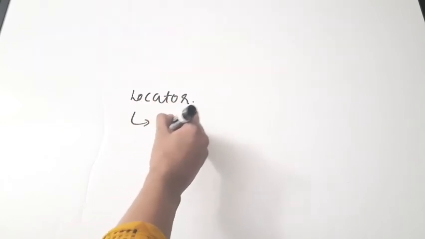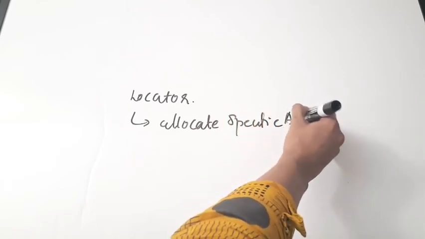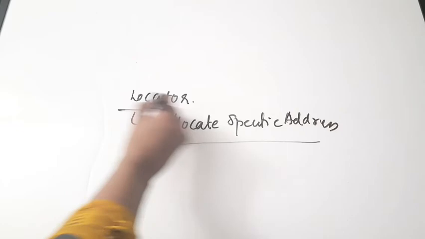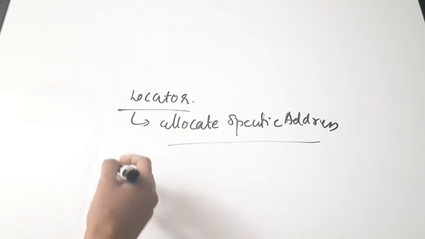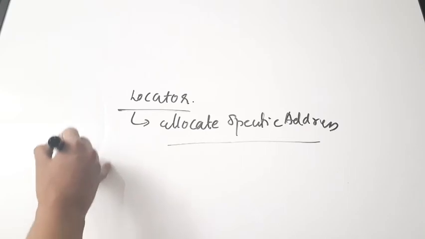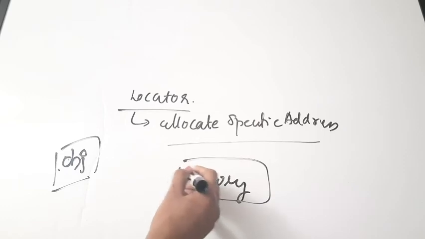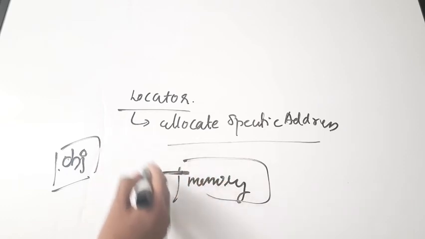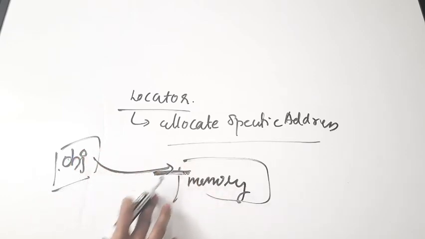Next question. So the function of a locator is to allocate a specific address. This locator will allocate a specific address so as to load the object to the memory. So we have an object code and we have a memory, and we require some specific address in this memory, right? With the help of a locator, we assign a specific address in the memory and then take this object code to that memory. So which tool is assigning this specific address? It is the locator.